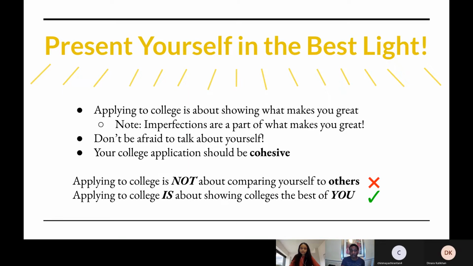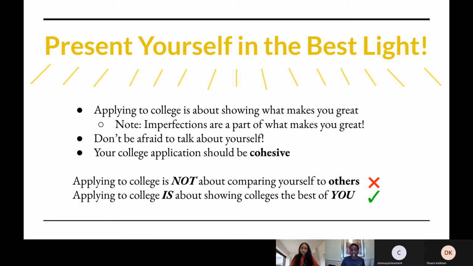And the second part is that your college application should be cohesive. It should try to cover as many parts of your life as you can. We'll break this down a little more when we go into essays, but when you're doing college application essays or little segments, each segment should show a different part of your life.